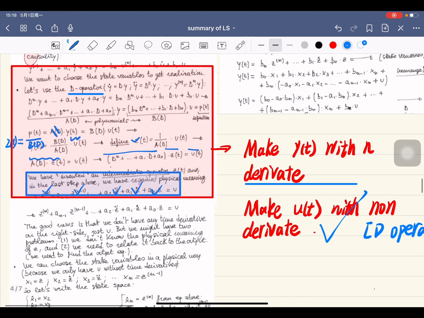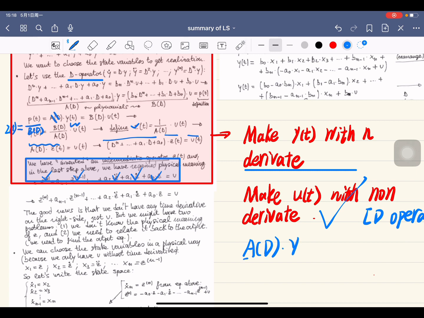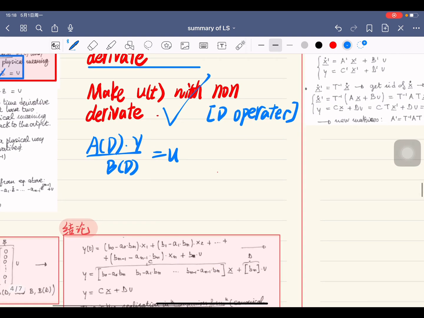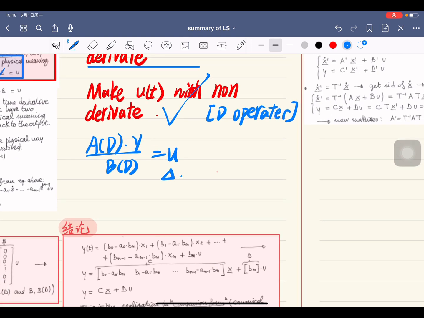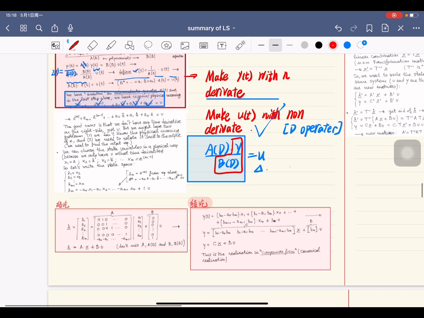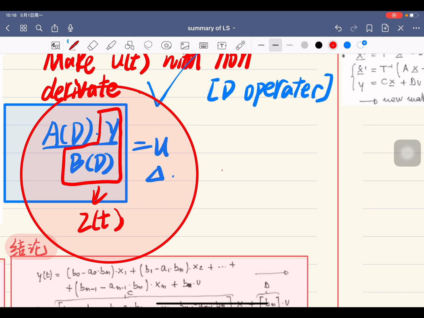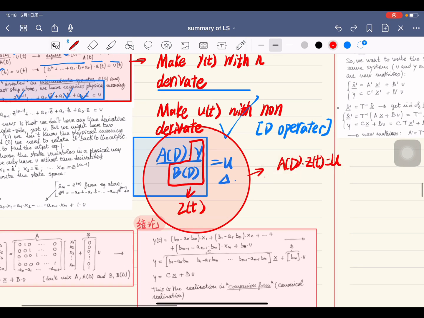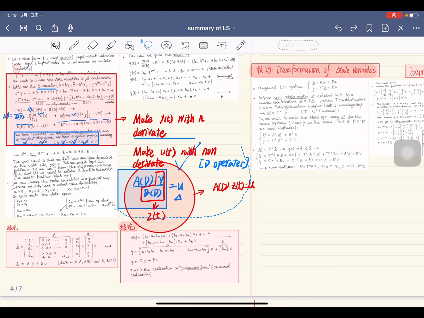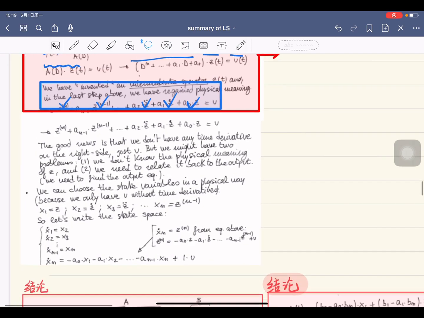Or we could also say we take B(D), because A(D) times y over B(D). This way, for the right-hand side, u will have a non-derivative. But how could we rearrange this? We create a new output, which means z(t). Then the total one, you can write it A(D) times z(t) equal u. This is correct, right? So the logic is just using the D operation and rearranging it. Okay, rearrange it.